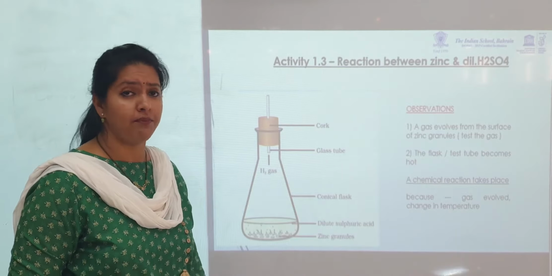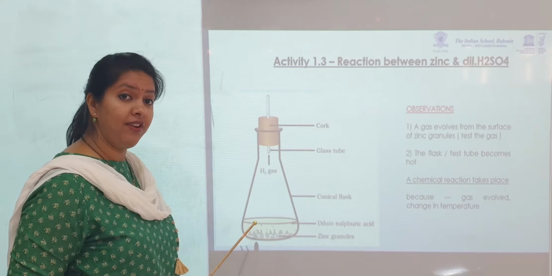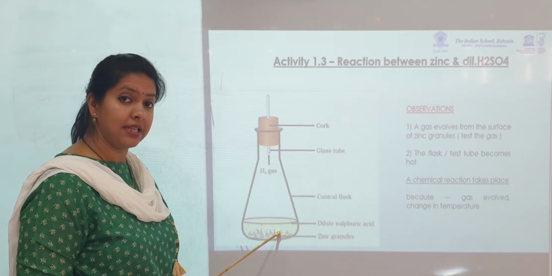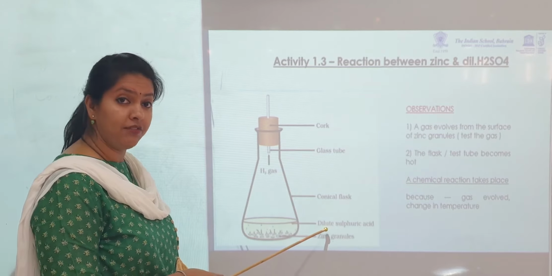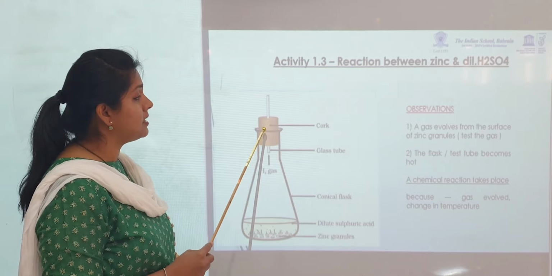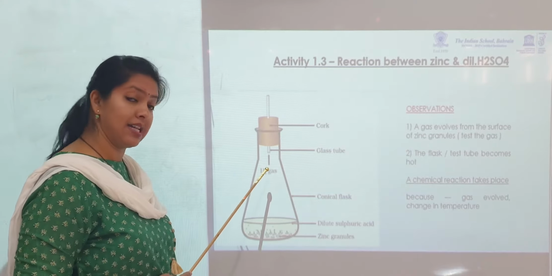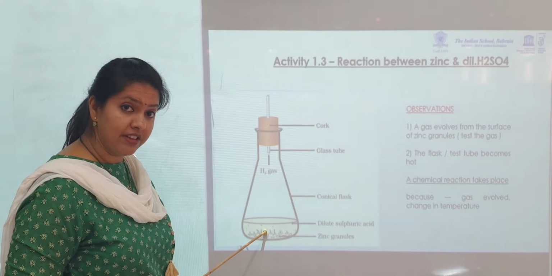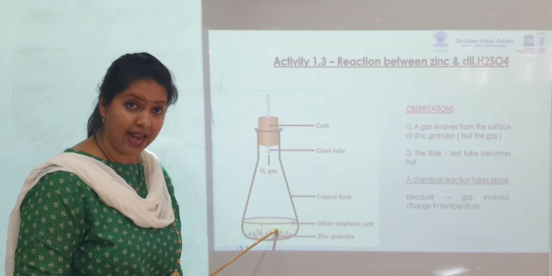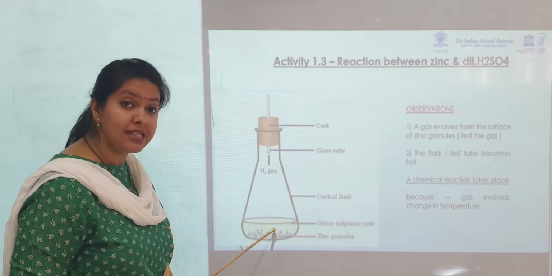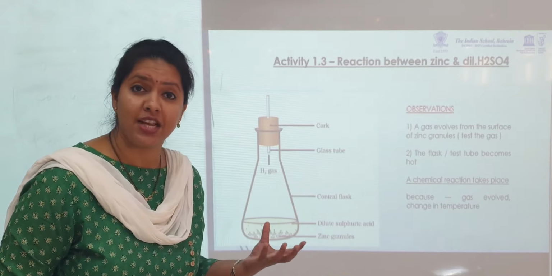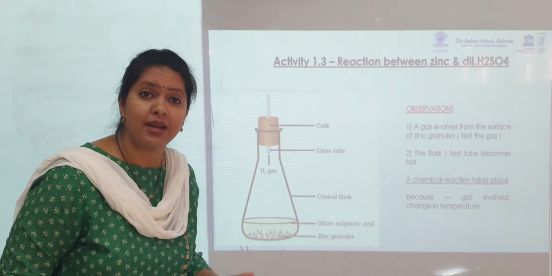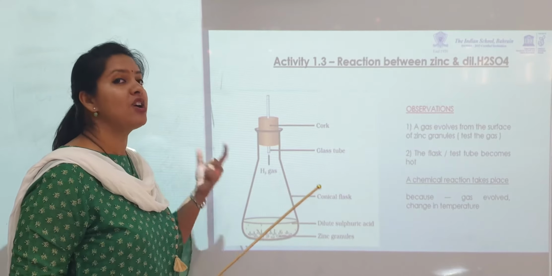Again, this also you have performed. We have a conical flask in which we have taken zinc granules, zinc metal in the granulated form. Dilute sulfuric acid is added to it. There is a cork fitted with a glass tube, and you seal the conical flask. Now when we start the reaction, the moment you mix both the reactants, you can find bubbles arising from the surface of the zinc metal.